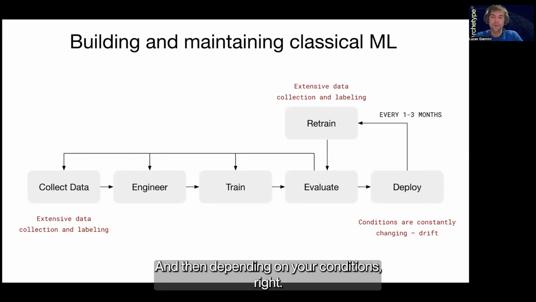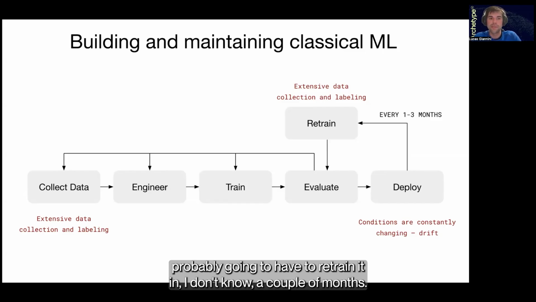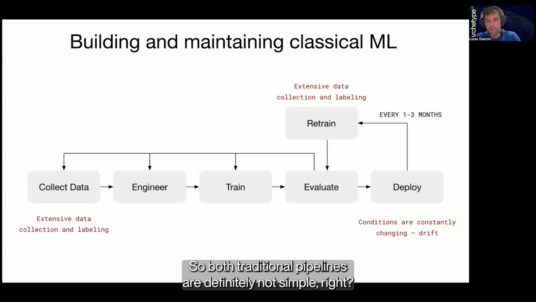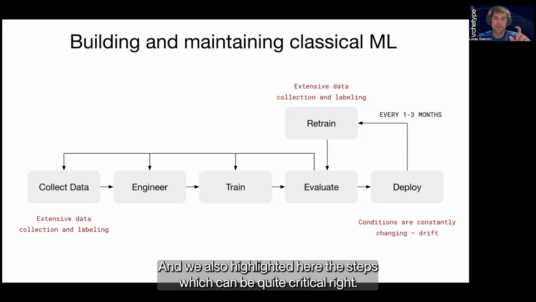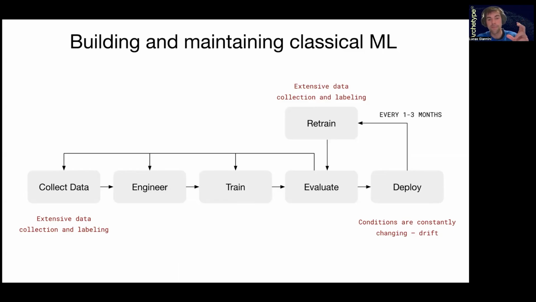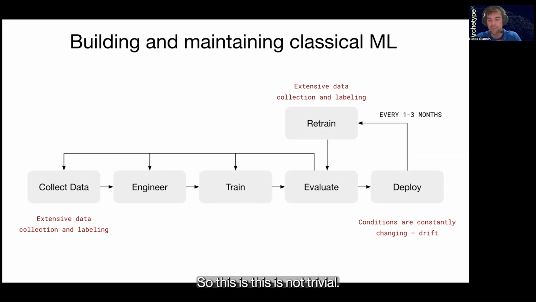You deploy it, and then depending on your conditions, right? If your conditions are changing significantly over time, you're probably going to have to retrain it in, I don't know, a couple of months. So those traditional pipelines are definitely not simple, right? They're complex and they are time consuming. And we also highlighted here the steps which can be quite critical, right? If you don't have extensive data and this data is not labeled, then you won't be able to train an ML model from scratch, right? So this is not a trivial process for sure.